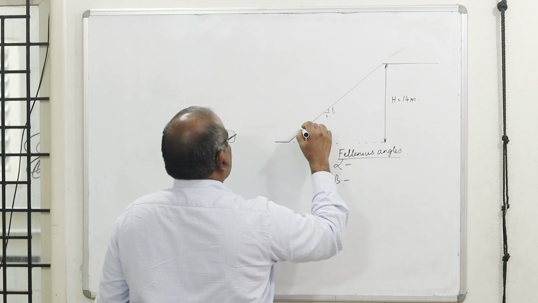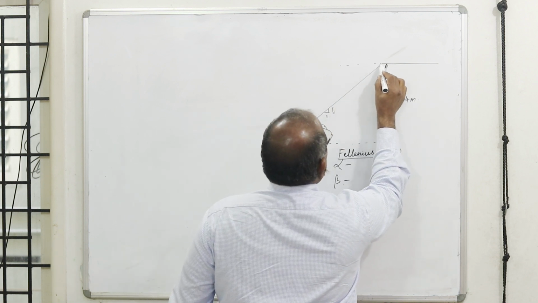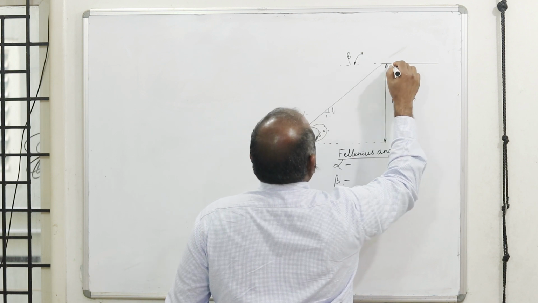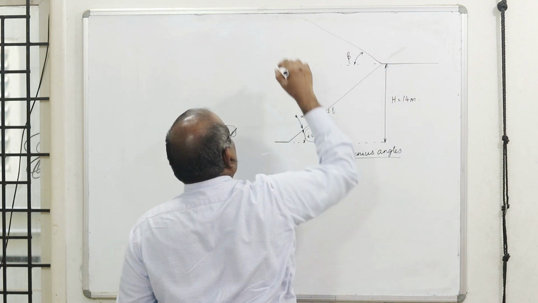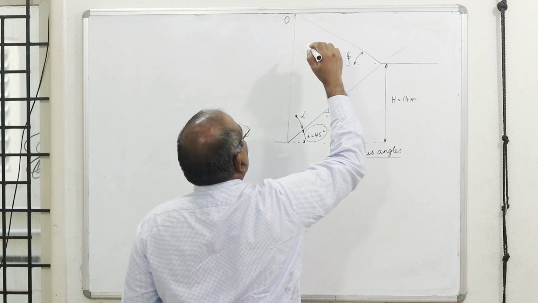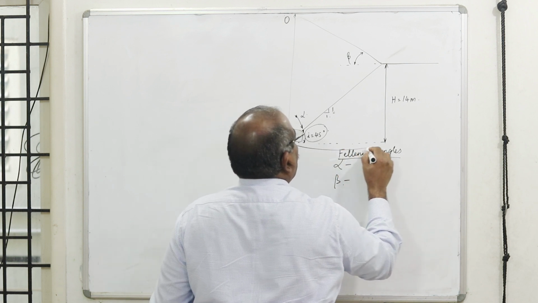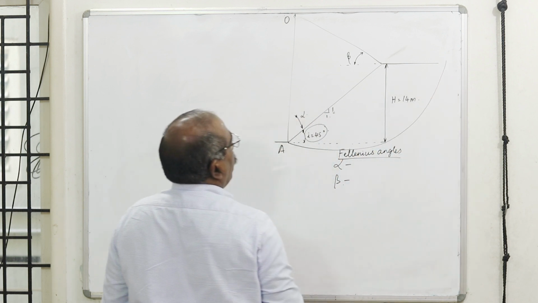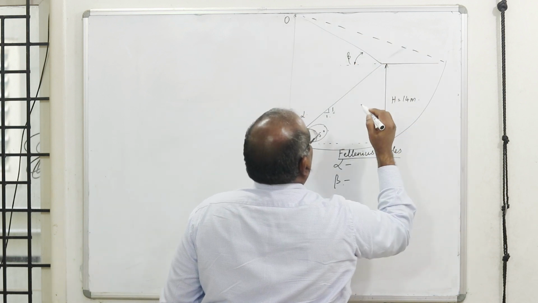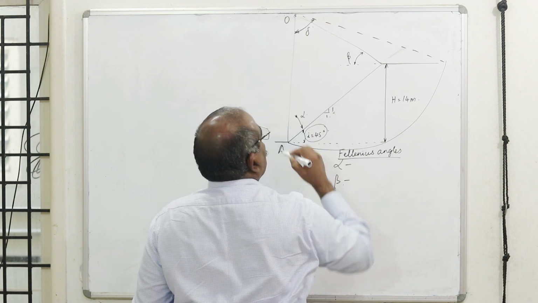I can find out what is this angle alpha, what is the angle beta. Therefore, I can find out angles alpha and beta. I get my trial slip center O. Once I get that, from the toe, I can draw a slip arc. Now I got my slip center, I got my central angle.